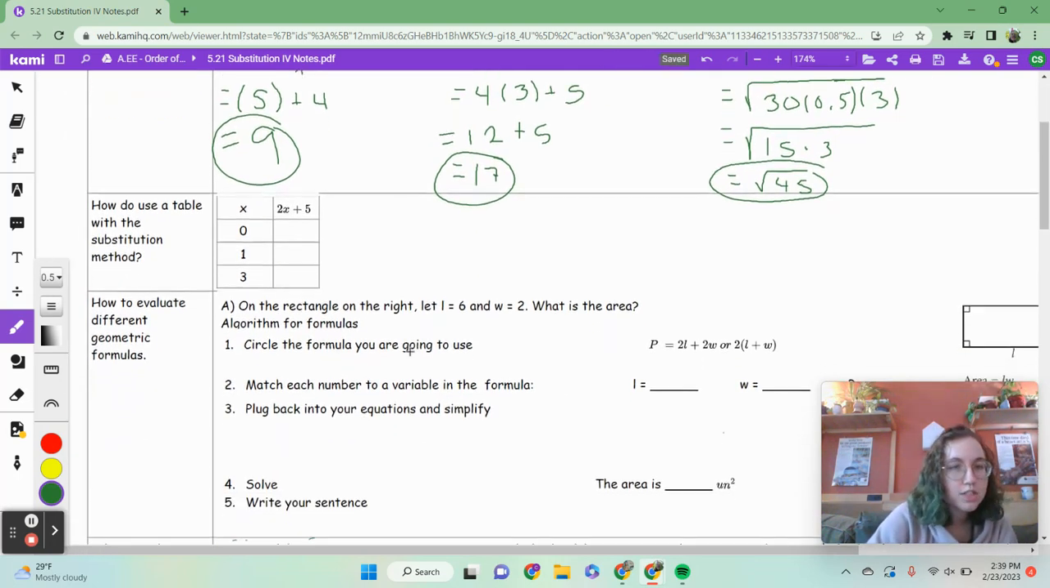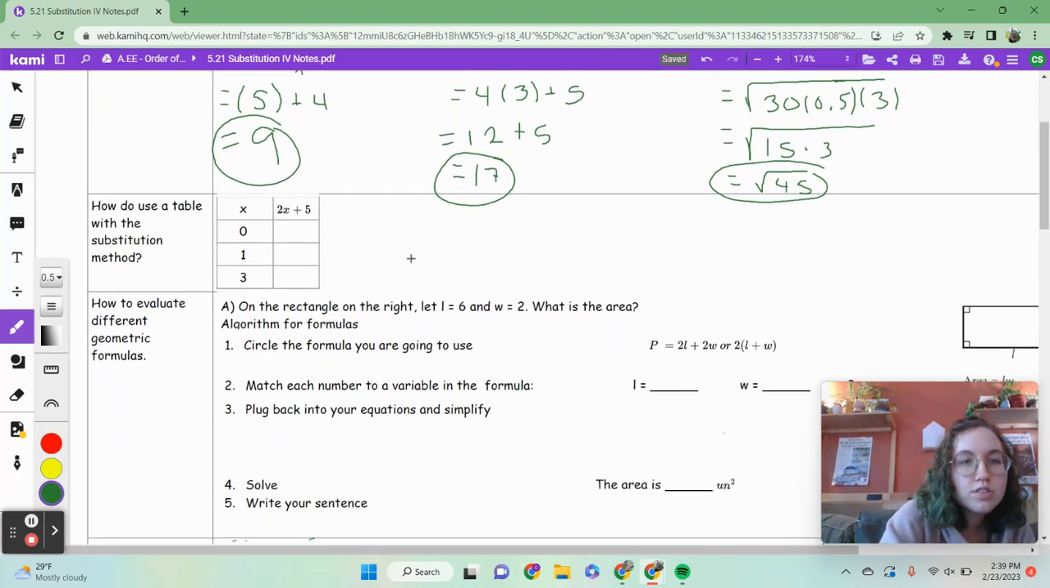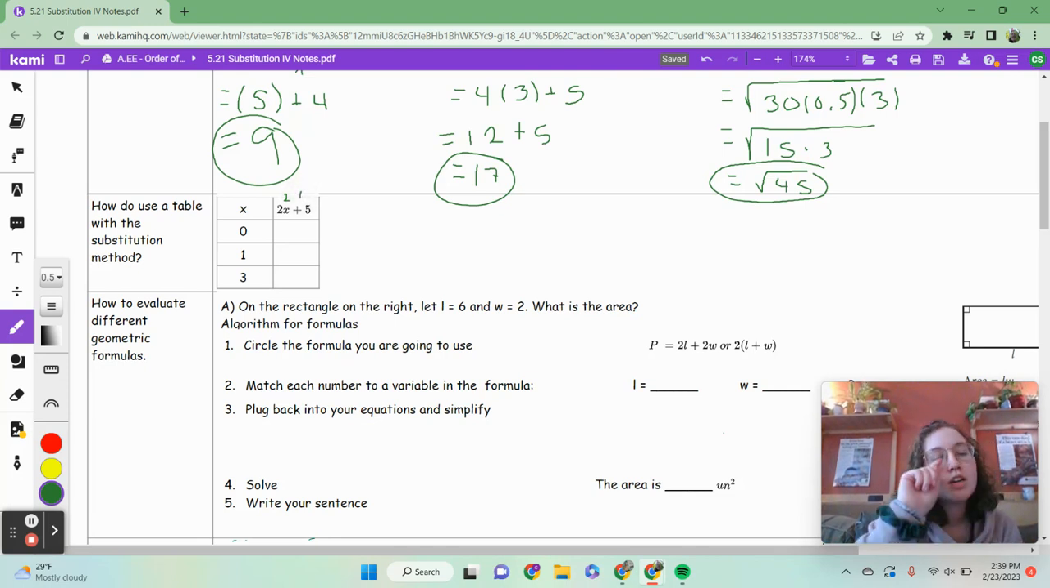Next, we are going to do this with a table. So if I want to plug in these values, this is saying that x is going to be equal to 0, 1, and 3 at some point. So we go one at a time. We want to plug it into this equation, 2x plus 5. So 2x, that is a level 2 operation because it's saying 2 times x. And then the addition is level 1.